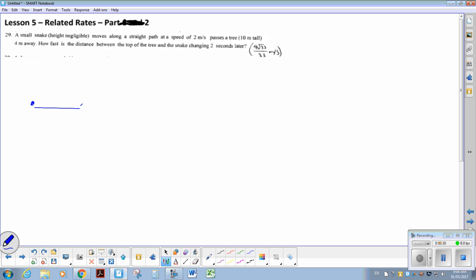So here's my snake, 4 meters away from a 10-meter tall tree. We're looking at the distance change between the snake and the top of the tree. So we have our h. It's going to be a Pythagorean theorem in 2 dimensions, but if we go with the top view, the top view has our snake moving that direction at 2 meters per second. The tree is 4 meters away, and then the height comes out of the page.